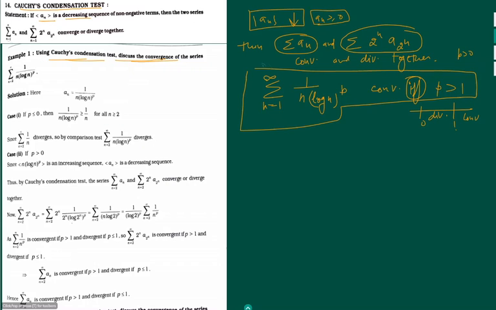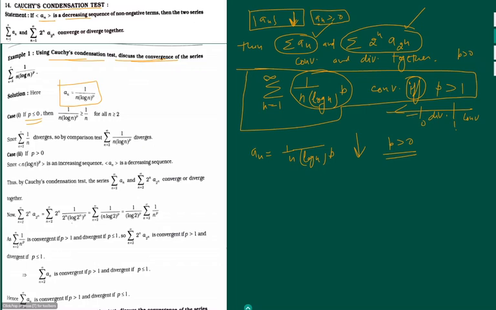Using Cauchy condensation test. So Cauchy condensation test says that this series and this series converge and diverge together if An is a decreasing sequence of non-negative terms. Now if p is positive, then An equal to 1 over n log n raised to the power p is a decreasing sequence of terms. First of all, consider the case when p is less than or equal to 0.